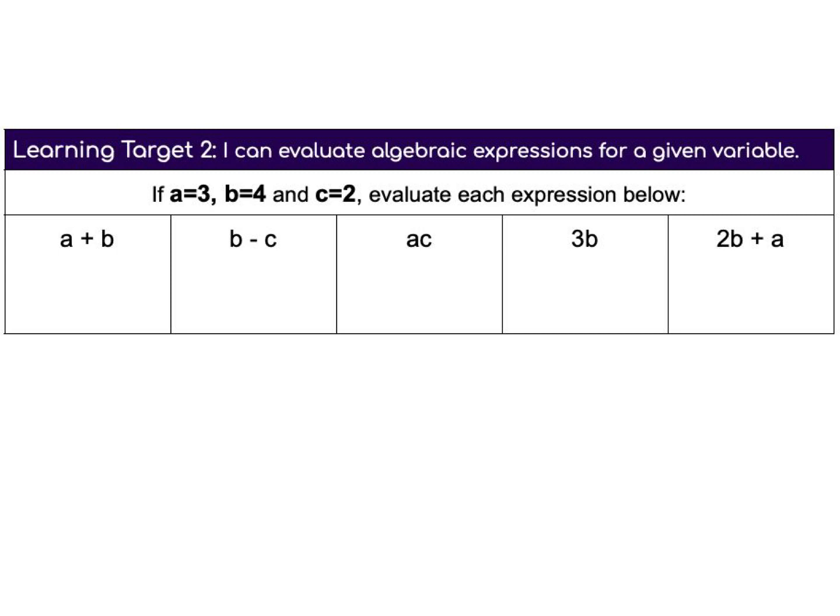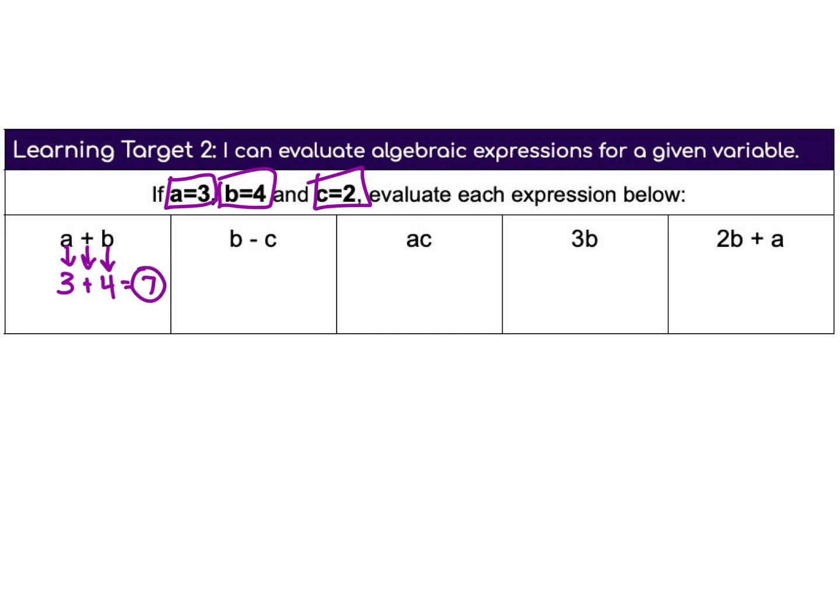We're saying I can evaluate algebraic expressions for a given variable. So here are my given variables. I'm being told that what if A was 3, B was 4, and C was 2? Well, I would plug these numbers in where I see them. So if I say A is 3, instead of writing A, I'm going to write 3 there. And B is 4, I'm going to write a 4 there, and I'm combining them with addition. So that answer would be 7.